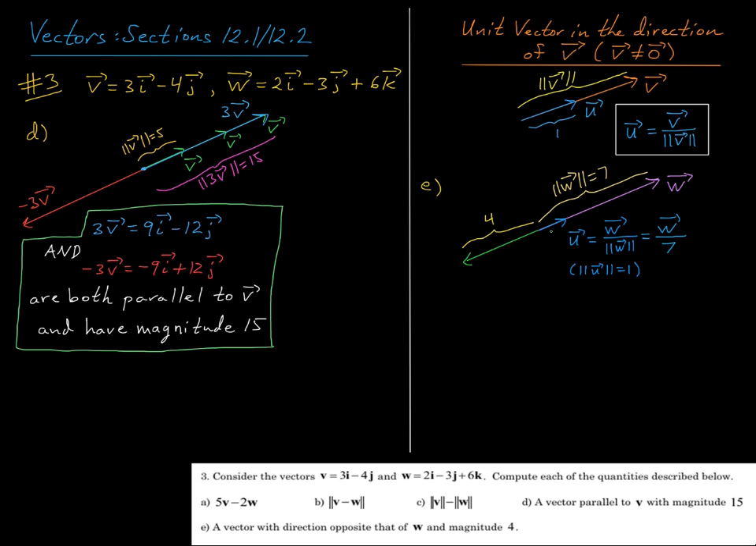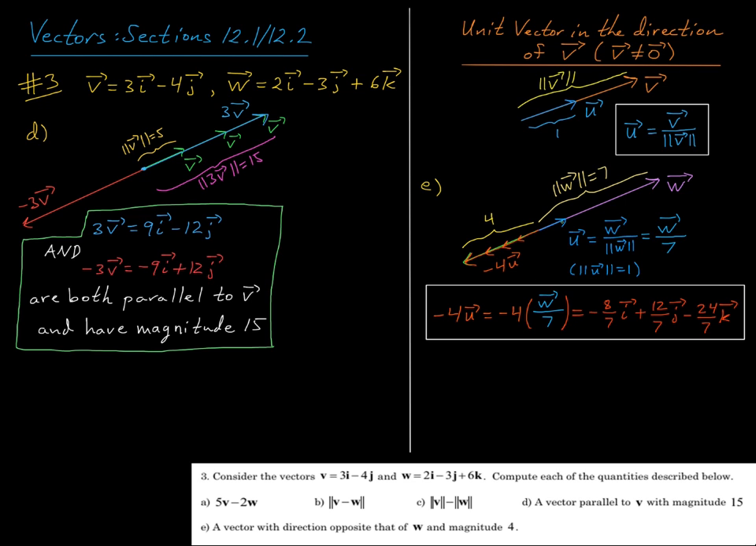Now to build the vector that I'm ultimately after, this vector in green, what I'm going to do is just flip over u, so consider negative u, and then scale it by 4. So this vector, minus 4u, will satisfy the criteria. It'll have the direction opposite my vector w, and it'll have a magnitude of 4. So breaking this down, minus 4u is minus 4 times w over 7. And that's really the same thing as taking negative 4/7 and multiplying that by the vector w.